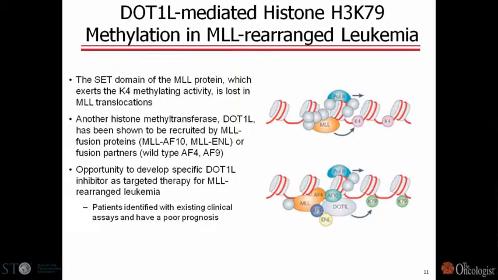But in the context of the translocation, the active site of MLL is lost. There's a fusion to a variety of different AF or ENL proteins. And in the context of that fusion, DOT1L is aberrantly recruited to different gene locations where it catalyzes the methylation of lysine 79.